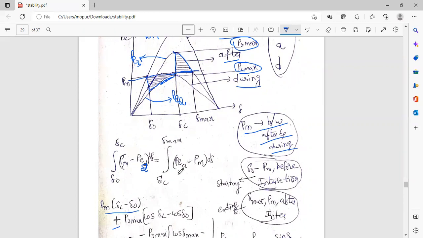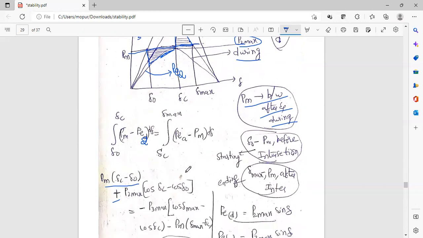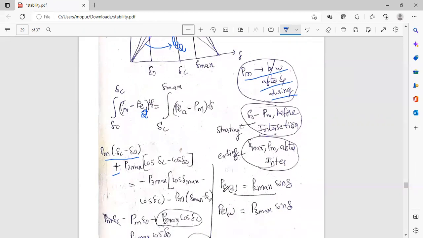Similarly here, PEA, that is after, that is PE3. PE3 is P3 max sine delta. When we integrate sine delta, we get cos, so minus P3 max cos delta max minus cos delta C. If you take this minus of minus, it will become plus. Then this minus PM into delta max minus delta C. This is the integration. As I said, PE during we can take as 2, that is P2 max sine delta max, and PE after is 3, that is P3 max sine delta naught.